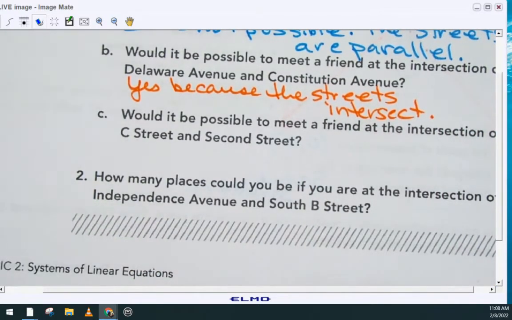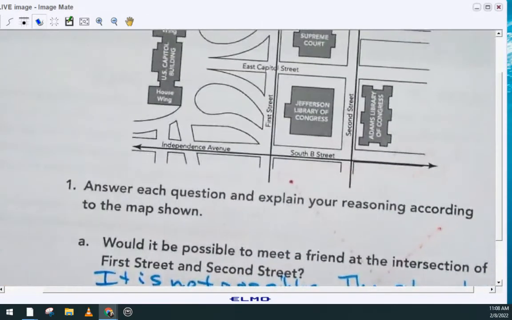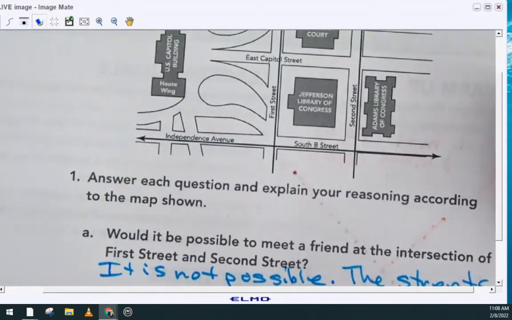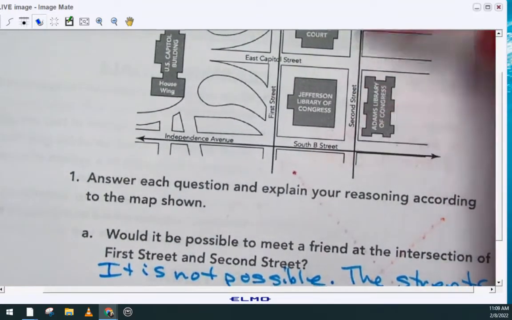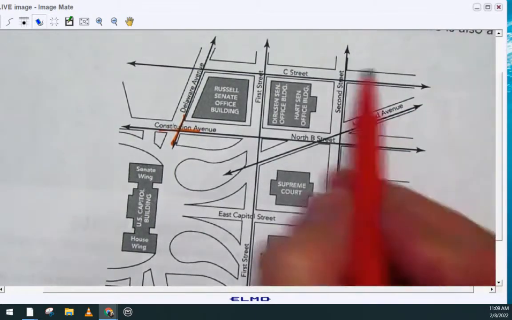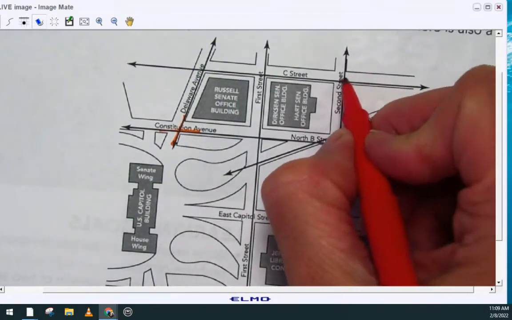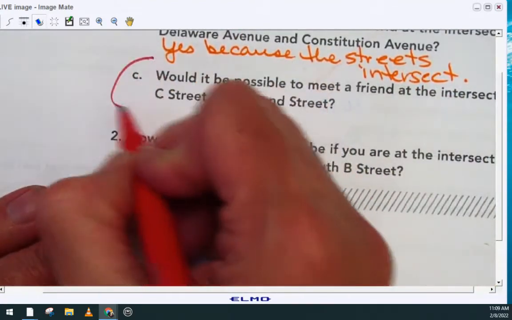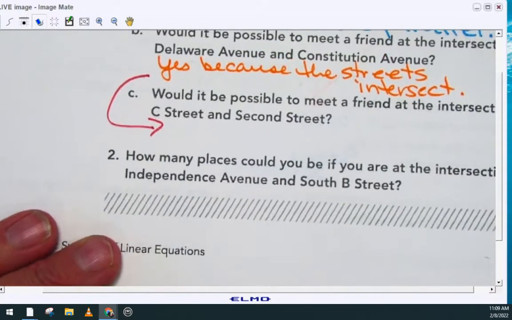And then, would it be possible to meet a friend at the intersection of C Street and 2nd Street? So 2nd Street is right here. C Street is right here. Don't they run into each other? So same reasoning as up here would go right there.